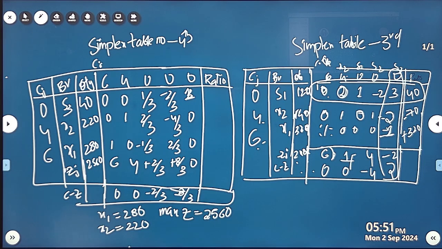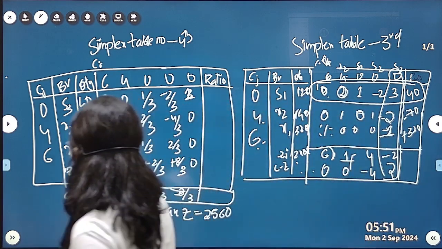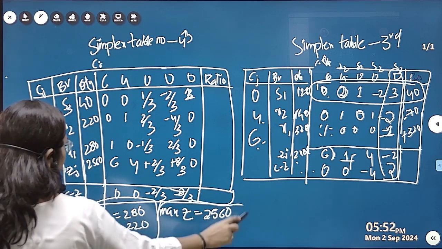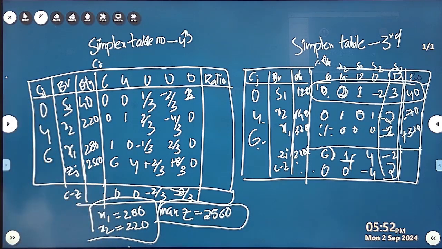Finished? Finished? So you got these answers. So these are the x1 and x2 values, and the maximization function's total amount is 2560. Finished? What happened?